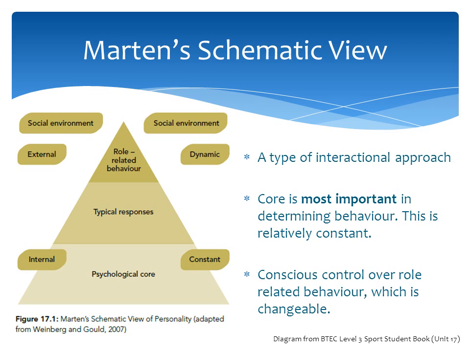You'll have typical responses in certain situations. But then right at the top of Martens' schematic view, you'll see that the person has conscious control over their role-related behaviour. So they may have preferences for certain types of behaviour, but they are able to consciously control their behaviour, and so their role-related behaviour in any given situation is changeable. That is a pretty good example of the fusion of different approaches to produce the interactional approach.